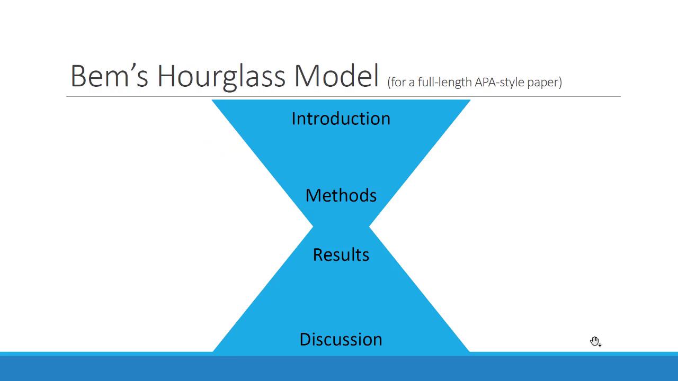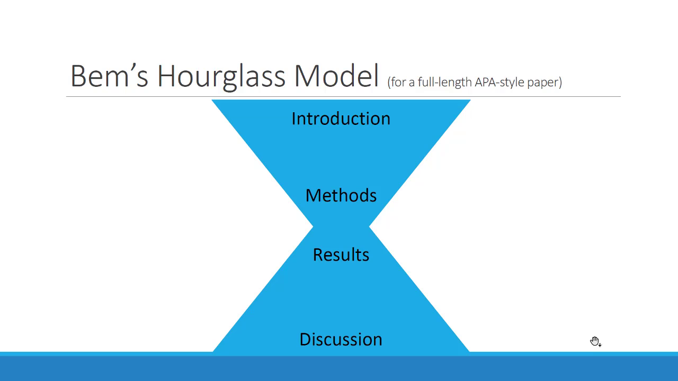This is called the hourglass model, and this is the typical structure for a full-length APA-style paper. As a reminder, your paper number 1 is just your introduction, but your paper number 2 will be the full APA-style paper, including all of the sections that you see on this slide.